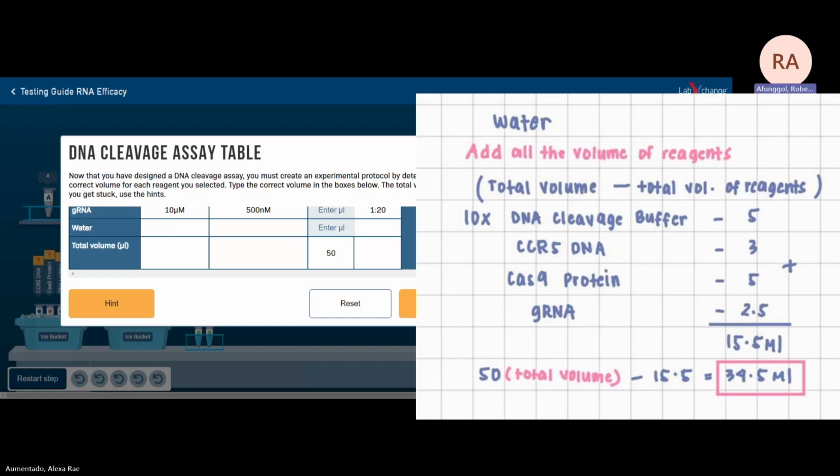For the water, add all the volume in reagents. 5 plus 3 plus 5 plus 2.5 equals 15.5 microliter, and then subtract the 15.5 microliter from the 50 total volume, equals 34.5 microliter.